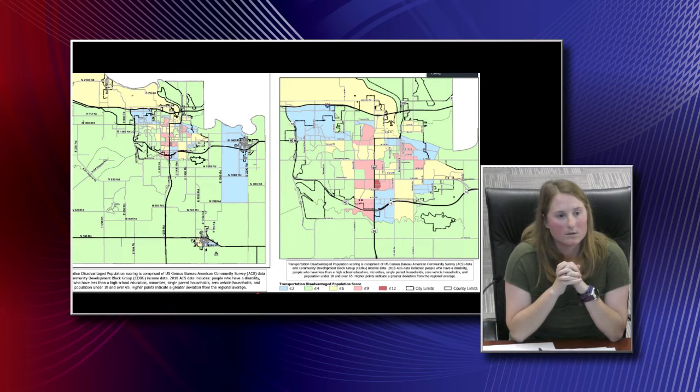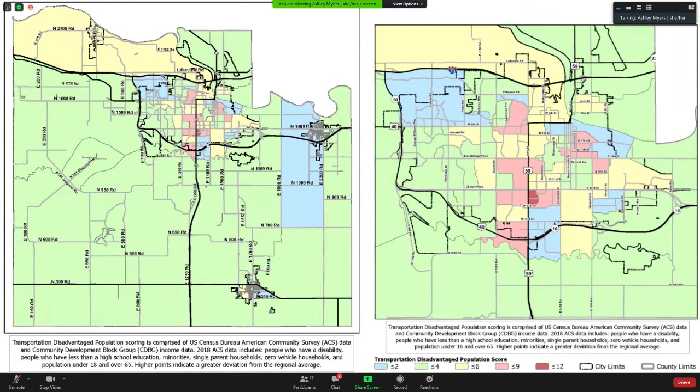And you can see here that the red is the highest score, so meaning it had the most points when you went through all those thresholds. And the light blue is the fewest number of points. So we have the county, and then we zoomed into Lawrence because, again, it was more concentrated in Lawrence.